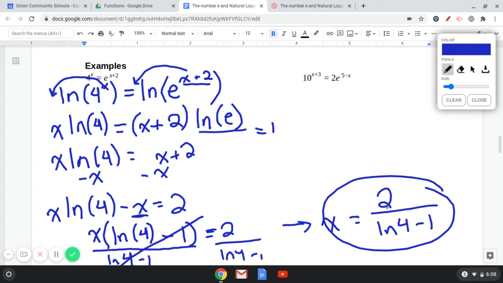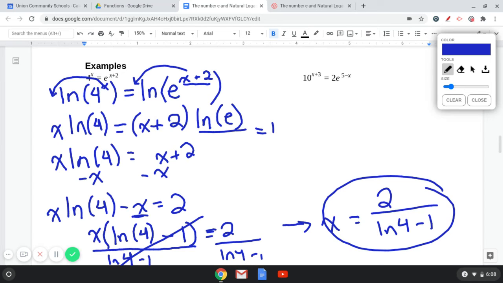So if you went ahead and typed in this as x, so 4 to the 2 divided by natural log of 4 minus 1, that will be the same thing as e to the 2 over natural log of 4 minus 1 plus 2. And really the key here was just taking the natural log of both sides and then simplifying and using some algebra skills to solve for x.